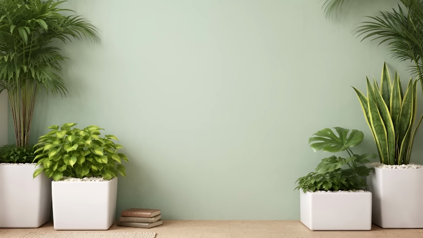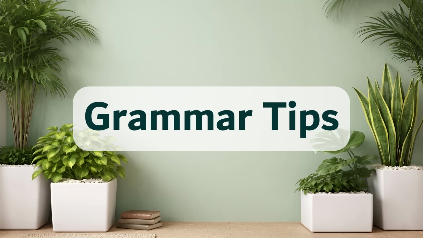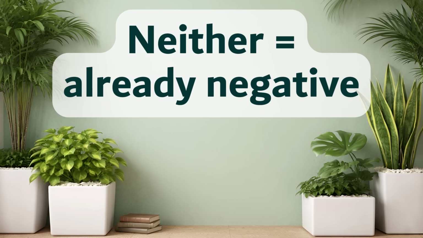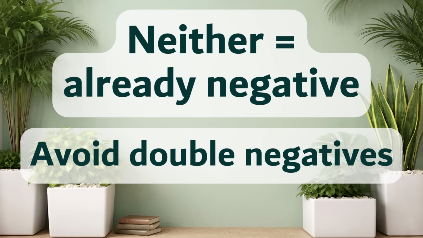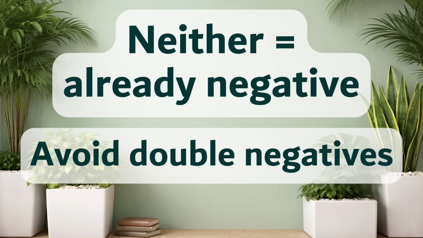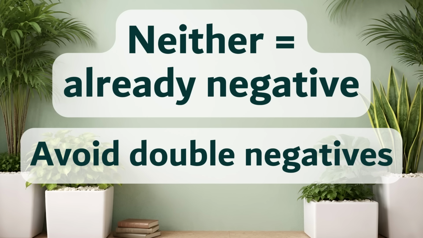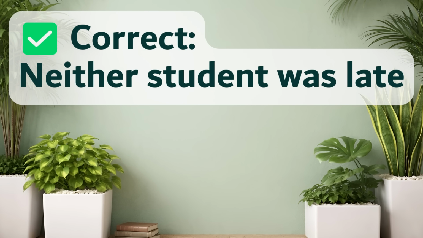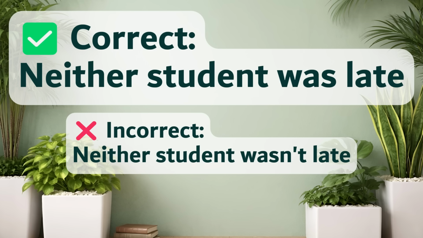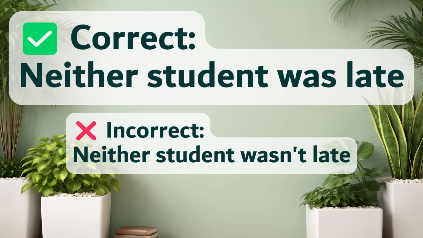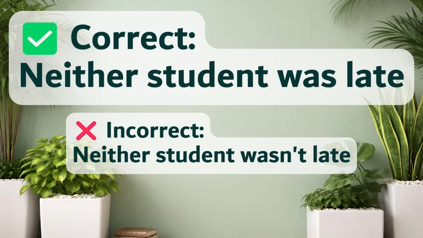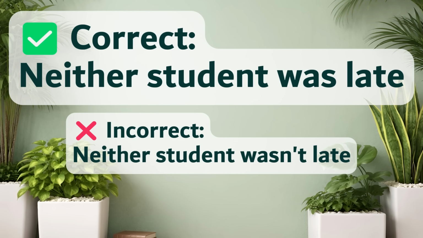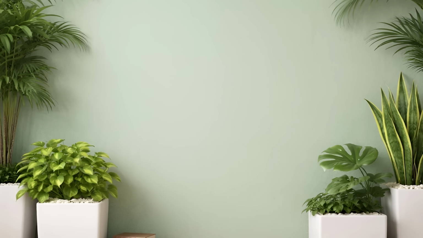Before we finish, let's focus on some important grammar rules and common mistakes. One thing you should always remember is that neither is already negative. Because of that, we do not use another negative word with it. Listen to this sentence. Neither student was late. This is correct. Now listen to this one. Neither student wasn't late. This is incorrect because there are two negatives in the same idea. Remember, neither already means not one and not the other.